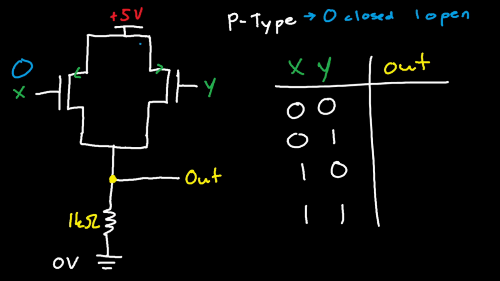Let's take a look at the first case, 0, 0. Well, you have p-types here, and the reason why I know it's p-types is because the arrow is at the top. If the arrow was at the bottom, this would be n-type. These are p-types. So, when you have a logic of 0 for both of these guys, you have closed switches for p-types. So, these 2 transistors act as closed switches, which allows current to flow through.